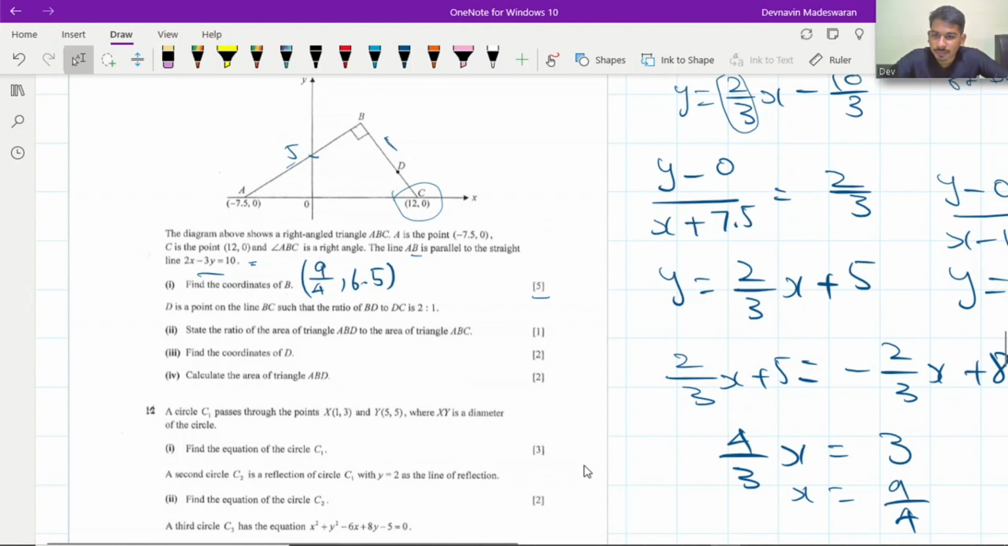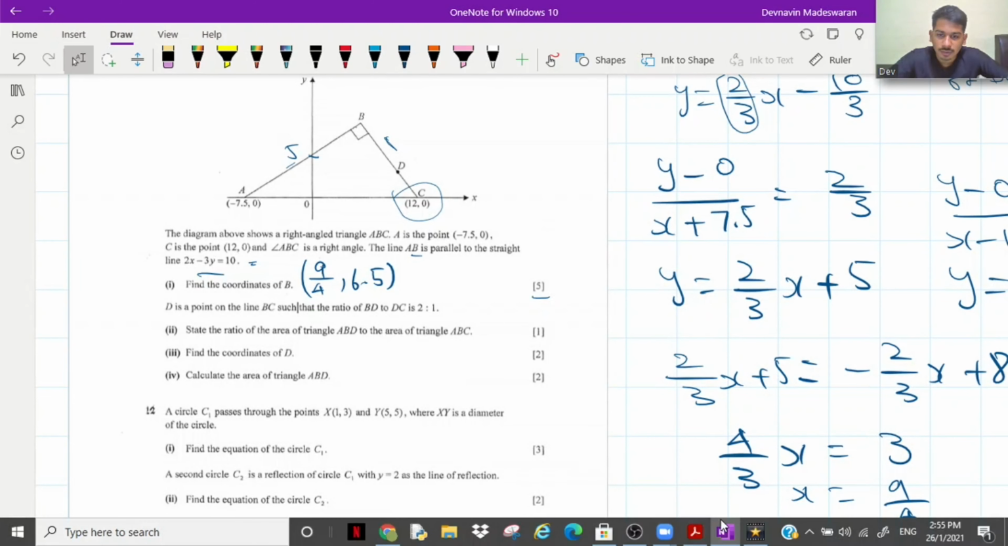D is a point on BC such that the ratio of BD to DC is 2:1. BD is to DC is 2:1. So we have length, okay, but we can't use length. We need something else. State the ratio of the area of the triangle ABD. Okay, it's a similar triangle question. ABD and ABC.